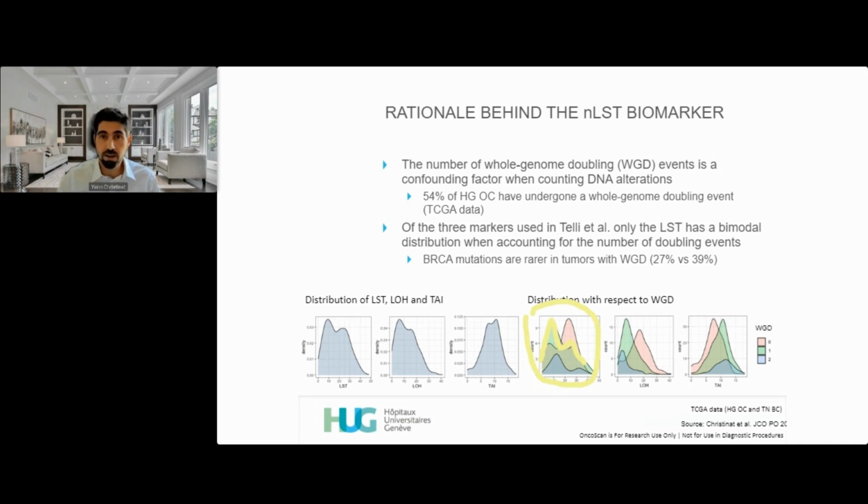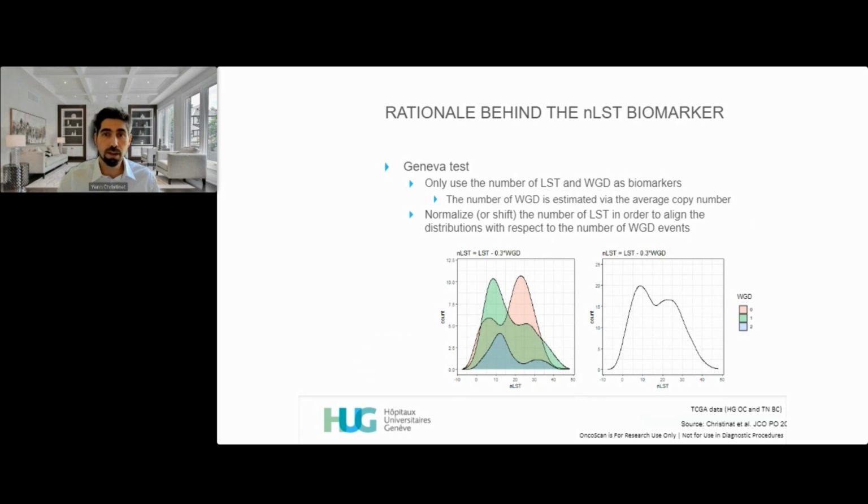So what we decided is simply to use the LST and normalize them for the number of whole genome doubling events. And what we see when we do that is that the valley here is really deepening as we normalize the data. Ideally, the valley should reach the bottom. That would be the ideal biomarker separating the two populations. Here it's not ideal, but at least it seemed to be a tad better than the GIS.